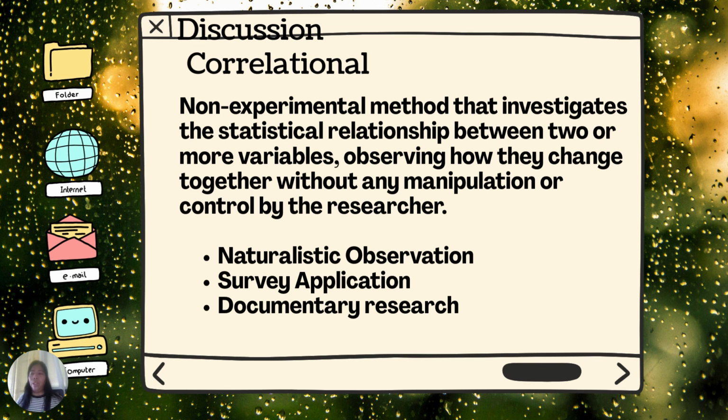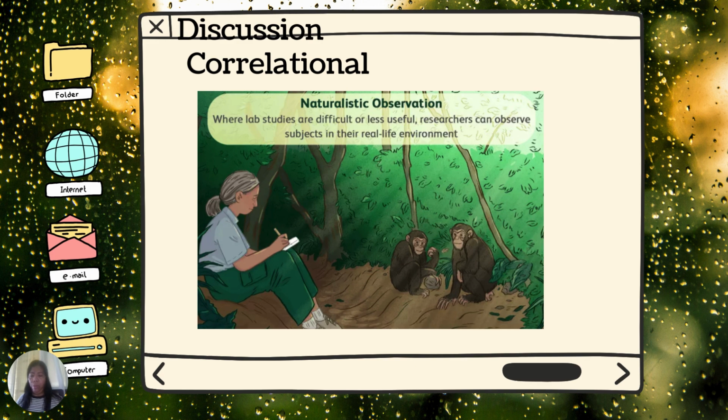As far as naturalistic observation is concerned, this is one of the examples I was able to observe as I went through it. A naturalistic observation is a research method for collecting empirical data by observing the subject and their behavior in their natural habitat, without any intervention, manipulation or influence from the researcher.